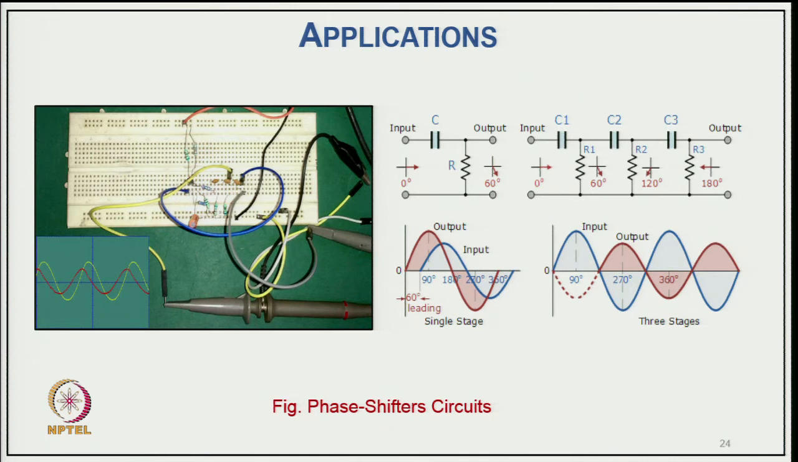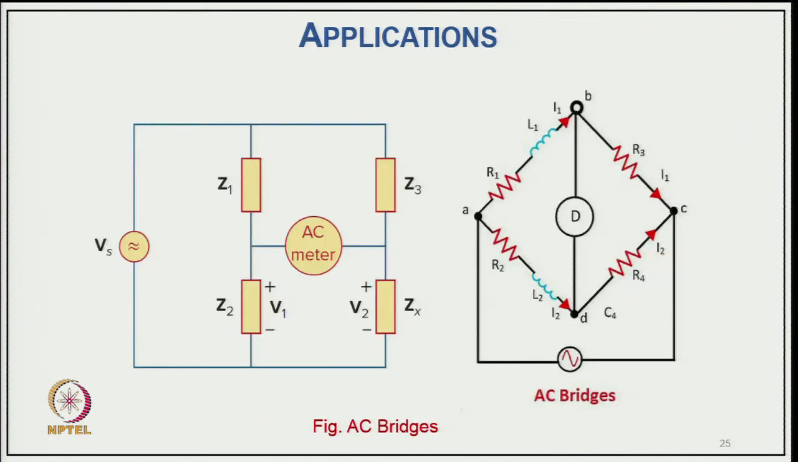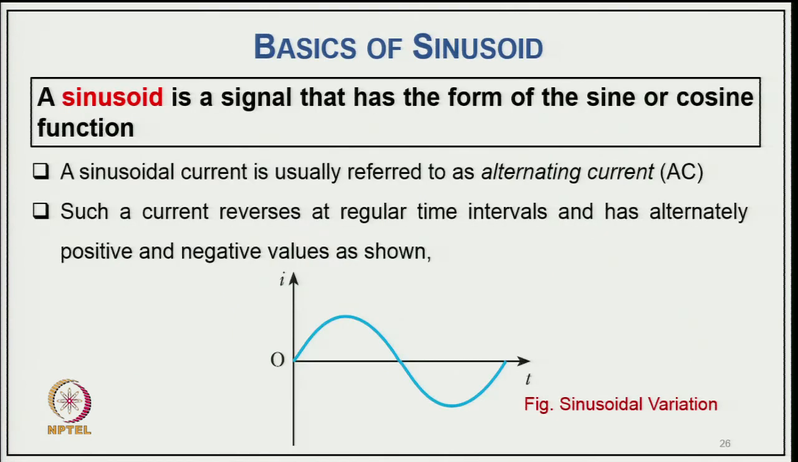If you have a 3 stage, a completely 180 degree out of phase shift can be created, or you can create the phase shift with the help of a simple network required for some applications, as signals or otherwise. Well, you have AC bridges which are used for many purposes in instrumentation or measurement, like resistance or inductances. So, there are a lot of bridges which operate with a single phase AC supply. So, we come now to the basics of sinusoid.